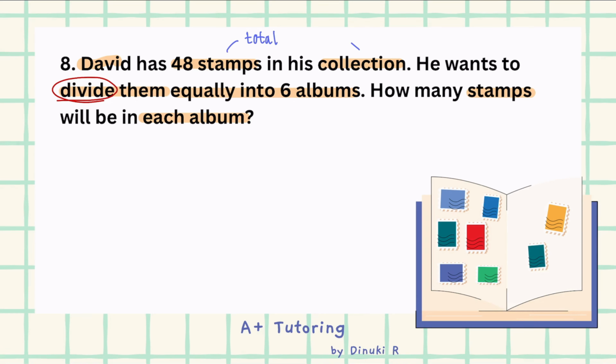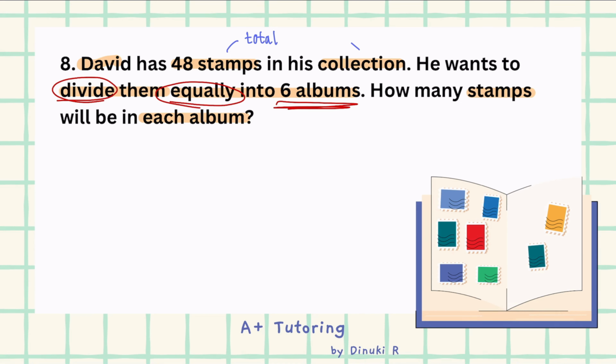And then the other really important word is equally, right? So David's trying to divide the 48 stamps he's got into 6 different albums, and we need to make sure each of the albums get the same amount of stamps. So, he can't have one album that's got like 10 stamps and another album that's got like 2, right? Each of his 6 albums need to have an equal number of stamps. Now, what we're being asked to figure out is how many stamps each of these albums are going to get after it's been divided, right?